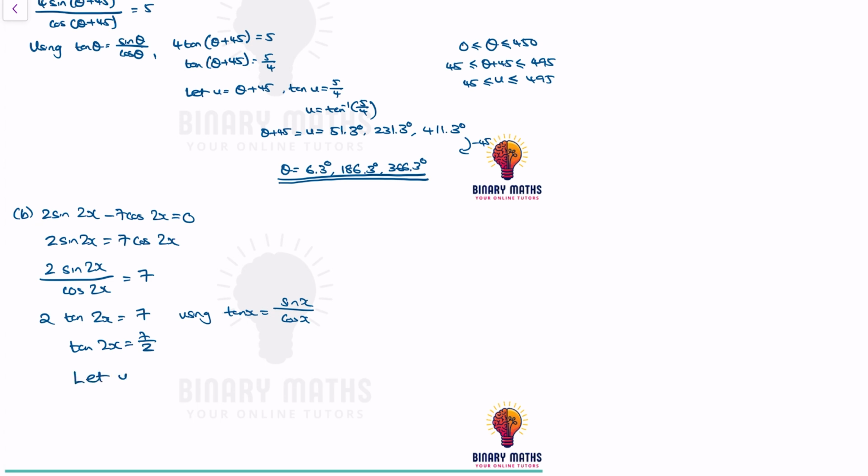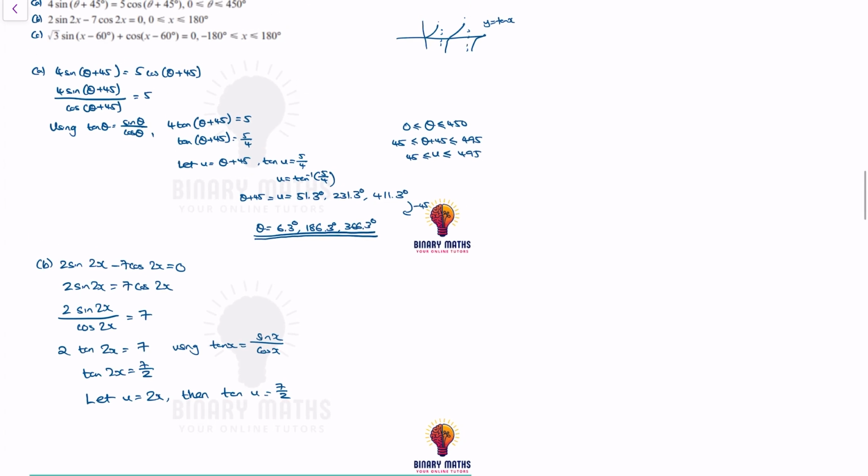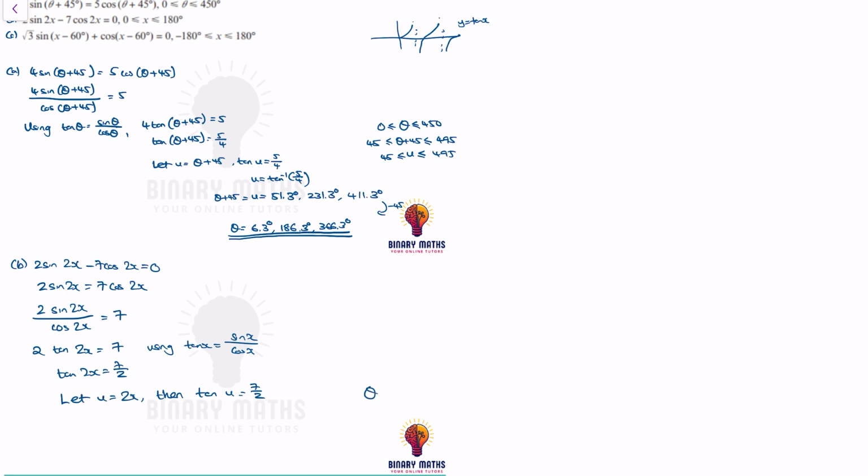Let u be equal to 2x. Then we have tan u is equal to 7 over 2. And our range is 0 is less than or equal to x, which is less than or equal to 180. So 2x will be between 0 and 360, so u goes between 0 and 360.